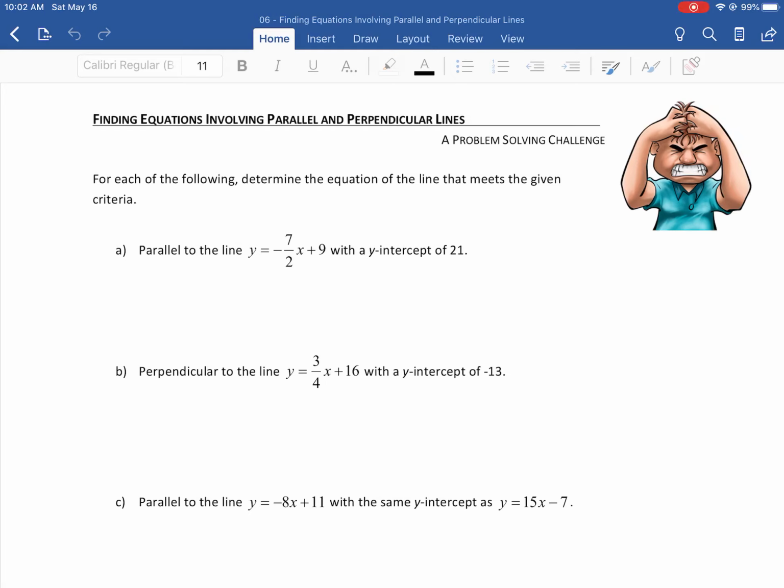Today's lesson is finding equations involving parallel and perpendicular lines. So it really ties together all the stuff that we've been doing this chapter. So if you're having a little bit of trouble with any of this stuff, this serves as a very good review lesson of everything that's been happening so far in this chapter.